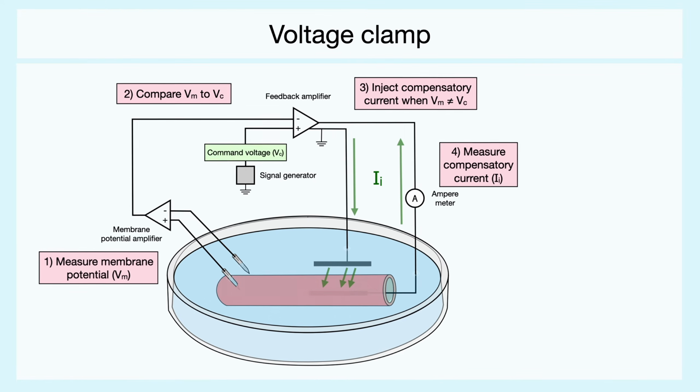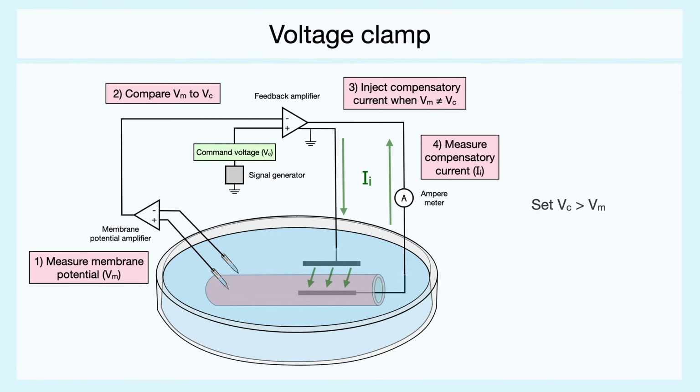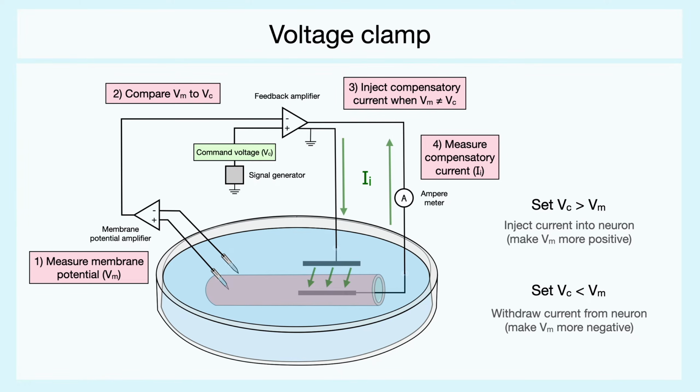To better understand the technique, imagine that we set the command voltage at a higher value than the membrane potential. In this case, to match the command voltage, the membrane potential must get more positive, which implies that the feedback amplifier will inject current into the neuron. In the other scenario, where we set the command voltage lower than the membrane potential, then the membrane potential will have to get more negative to match the command voltage, which is accomplished by withdrawing current from the system. Hence, the apparatus continuously provides a negative feedback loop that keeps the membrane potential at the same value as the command voltage.